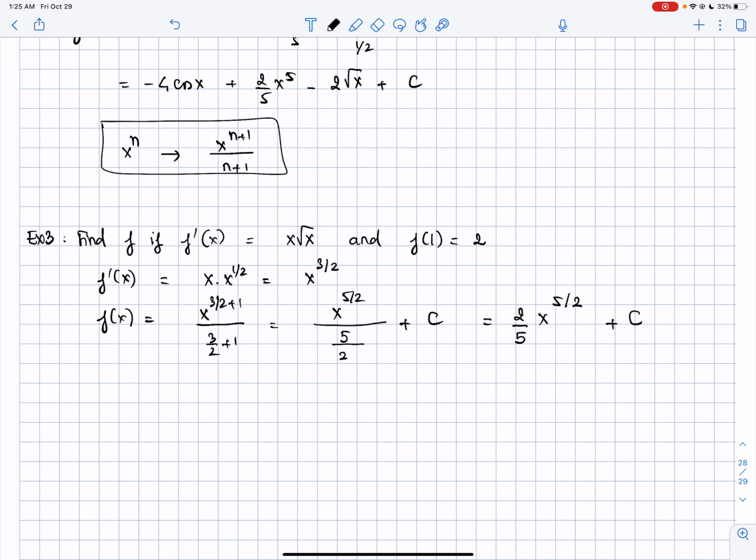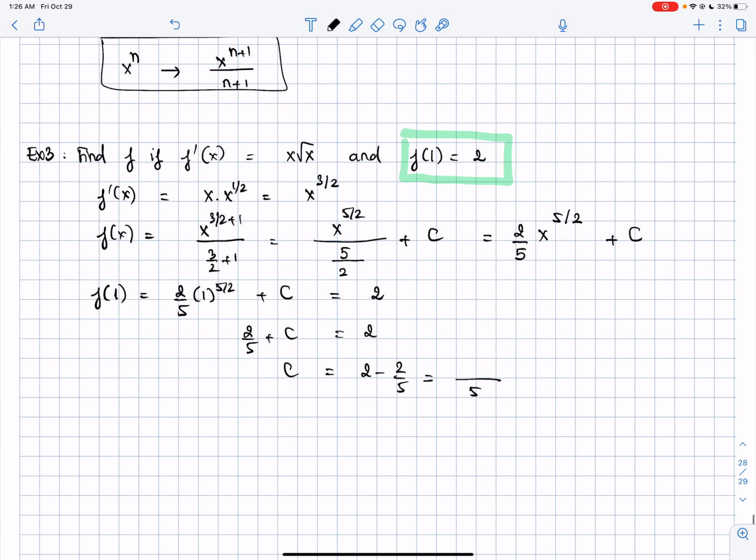To find c, we will use the second piece of information, which is this one. That means if we plug in x equal to 1, then we have 2 over 5 times 1 to the 5 over 2 plus c, and this equals 2. So it's going to be 2 over 5 plus c equals 2. We solve for c. Then we get 10 minus 2, which is 8 over 5.